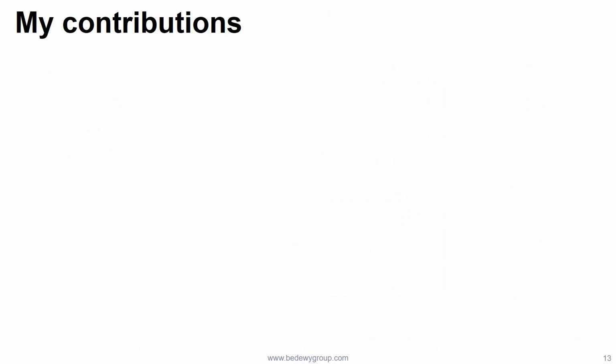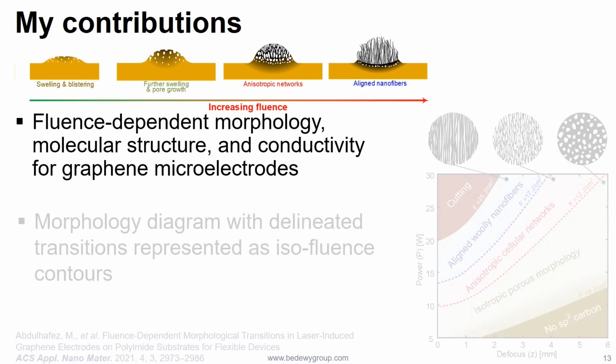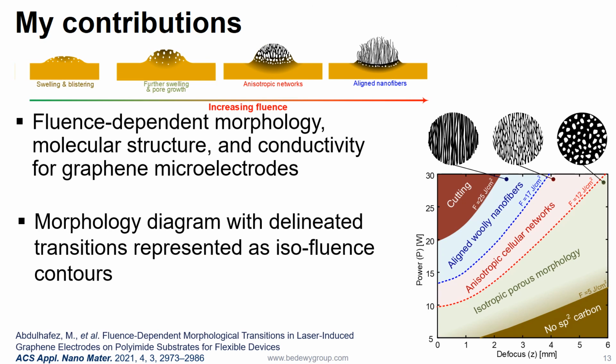To summarize, we elucidate the fluence dependence of morphology, molecular structure, and electrical conductivity of laser-induced graphene. This enables us to construct a morphology diagram with delineated transitions represented as isofluence contours. This was enabled by the insight that morphological transitions happen at threshold values of laser fluence.